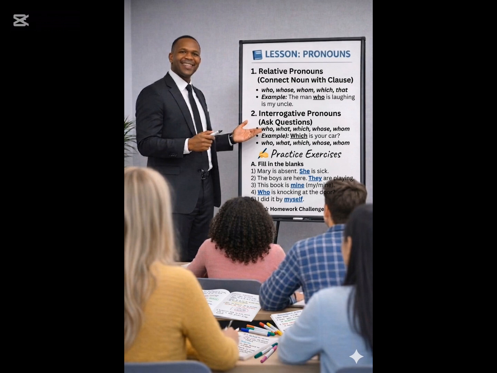We chose mine instead of my because a possessive pronoun stands alone. We don't say this book is my, we say this book is mine. For number 4, who is our interrogative pronoun here because we are asking about a person. And finally, number 5, since the subject is I, the reflexive pronoun must be myself. You can't do it by himself if you are the one doing it.